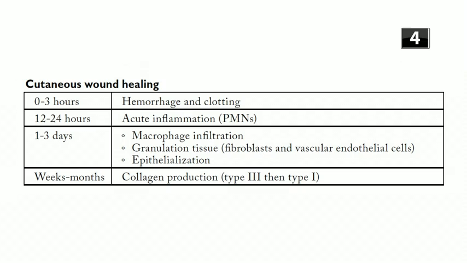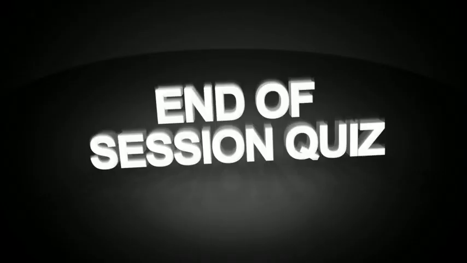Then, over a period of months, you have more and more collagen being produced. So first it was type 3 collagen being produced in that granulation tissue. Now it's more type 1 collagen, that strong collagen that's involved with scarring. So that's pretty basic stuff, but it's a good foundation to have as we begin to build upon it. So let's pause and answer the end of session quiz.